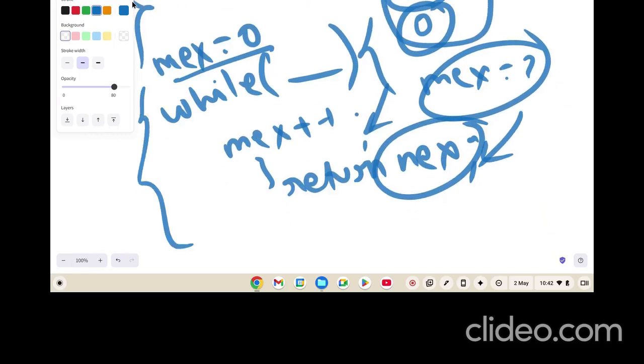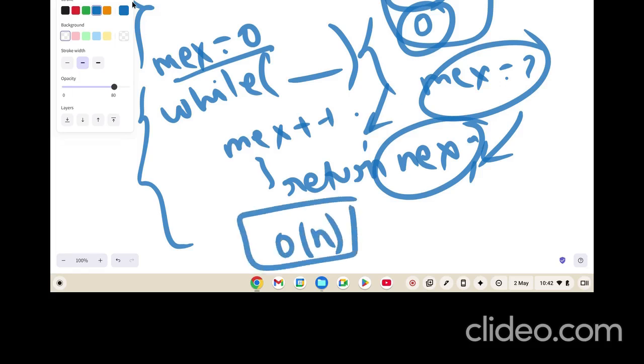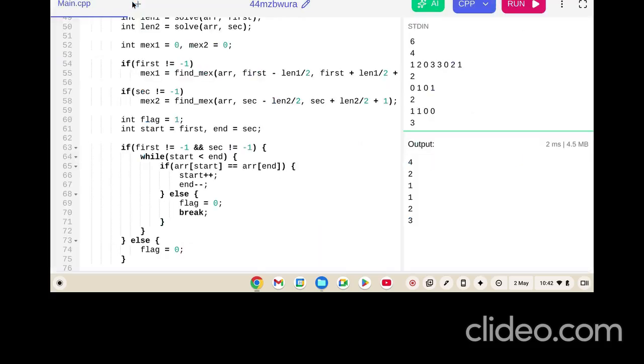And how much will this for loop or this while loop run? This will run at the most big O of n times, because you can't have elements more than big O of n. Means at most you will have only 5 elements, at the most, not at least. So in that case, this is completely in my bounds. So I hope the problem statement and the approach is clear to you. Now let's look at the code.